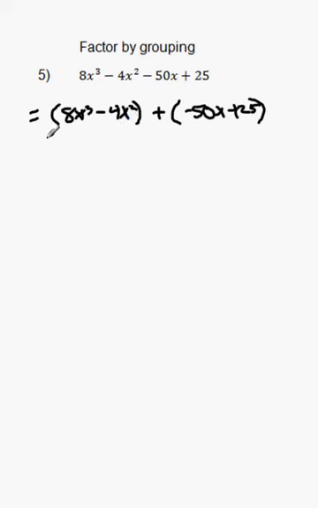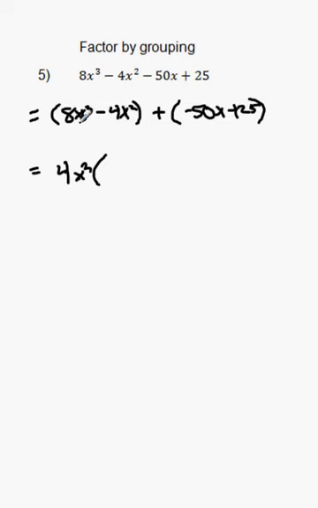The next step is to determine the greatest common factor between 8x cubed and 4x squared. And it just so happens that 4 fits into 8 twice, 4 fits into itself once. So of the numbers between 8 and 4, 4 is the greatest common factor. Looking at x cubed and x squared, the variable with the smallest exponent is the greatest common factor. So that becomes x squared.